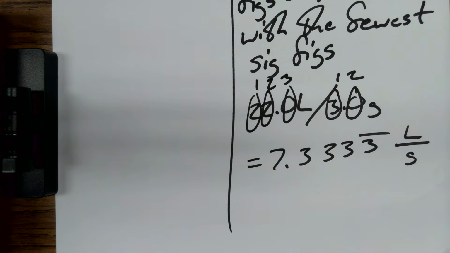That tells you my final answer cannot have more than 2 sig figs. What's my final answer going to be then? Say it aloud. 7.3. 7.3.